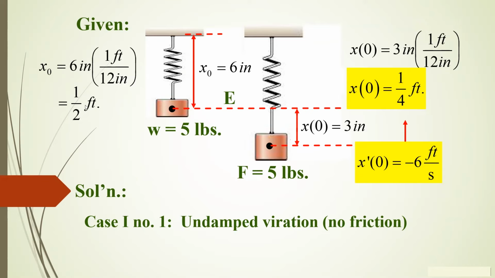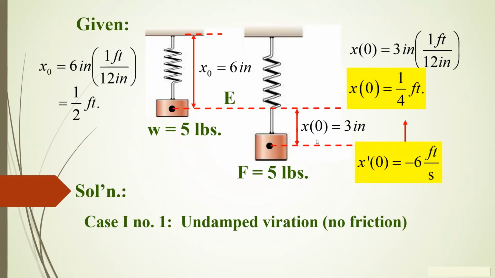Okay, no problem with this. And then it says that with the 5-pound weight hanging, the spring was pulled downwards to a point where it elongated 3 inches. So that means the position at time 0 is 3 inches. X sub 0 is different from X at time 0. X sub 0 is when it is freely hanging in equilibrium.